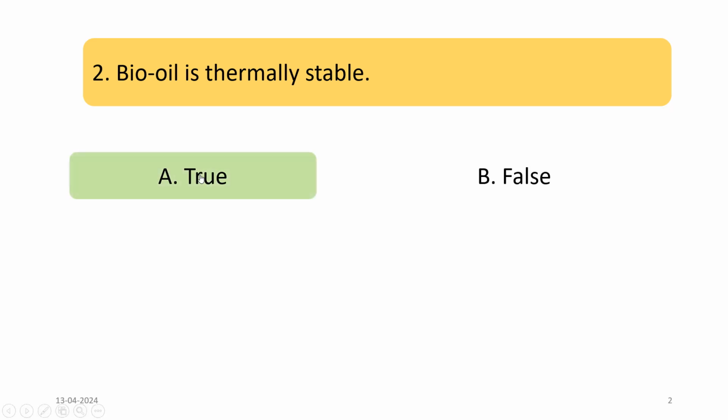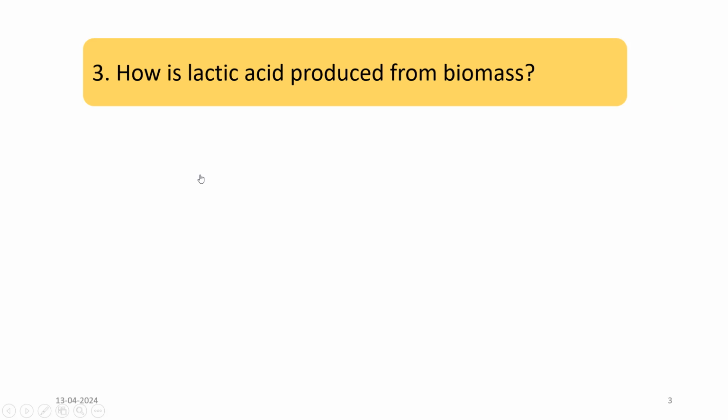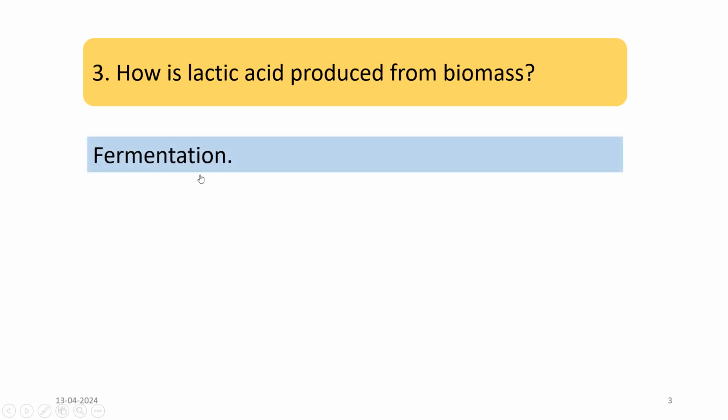The answer is true. Bio oil is thermally stable. Next, how is lactic acid produced from biomass? The answer is fermentation. From biomass, after the fermentation, lactic acid will be produced.